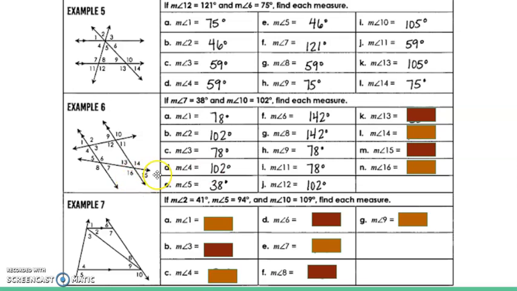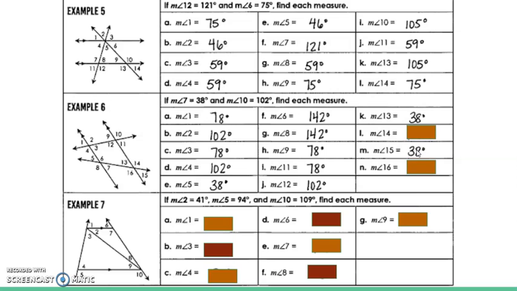To figure out angles 13, 14, 15, and 16, I'm going to use angles 5, 6, 7, and 8 to figure that out. 6 and 13 are going to make up my supplementary angles. So I'm going to subtract 142 from 180 to get the measure of 13 to be 38 degrees. 13 and 15 are vertical angles, which means they're congruent.